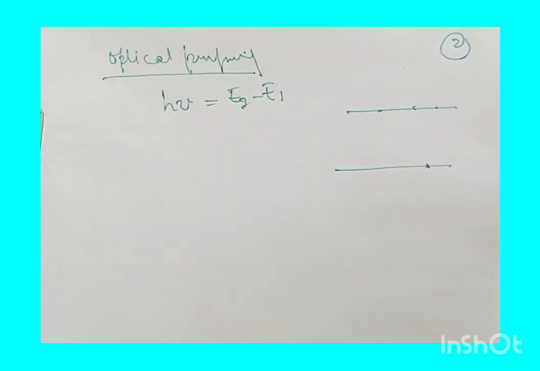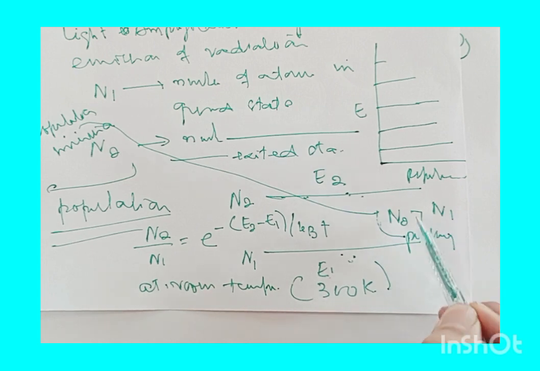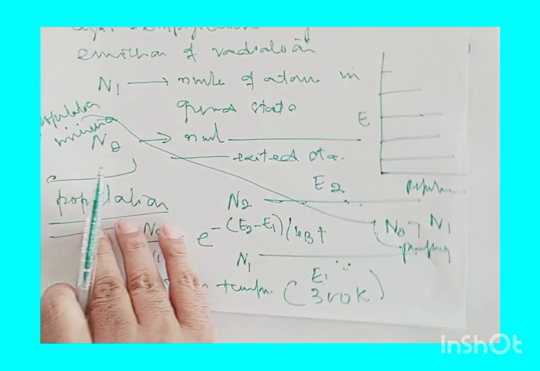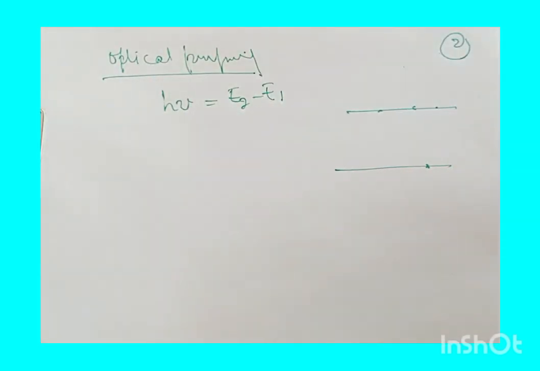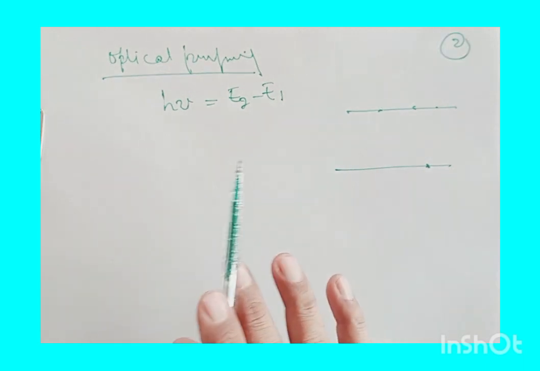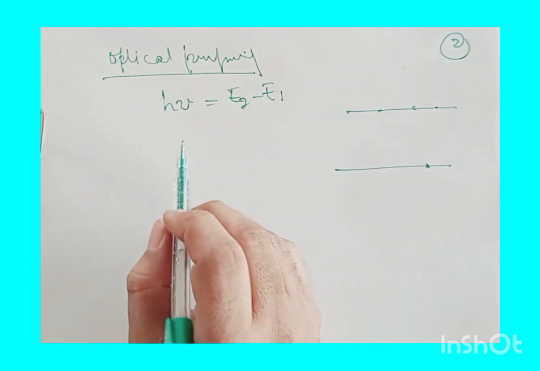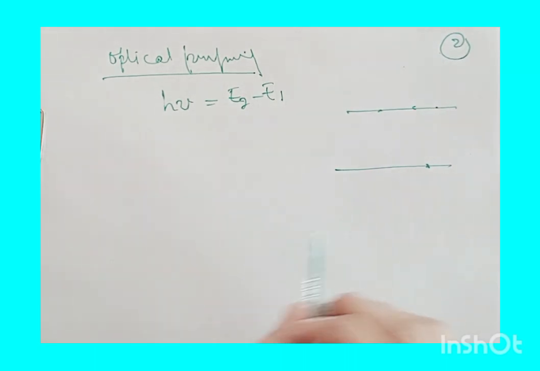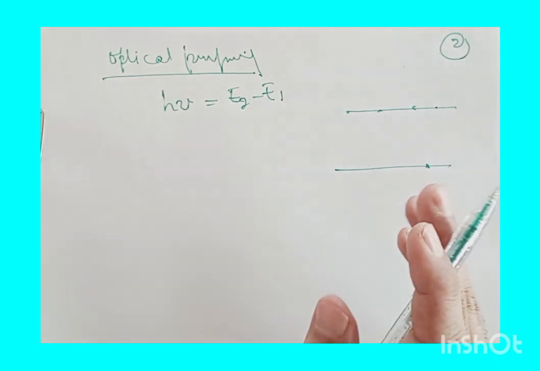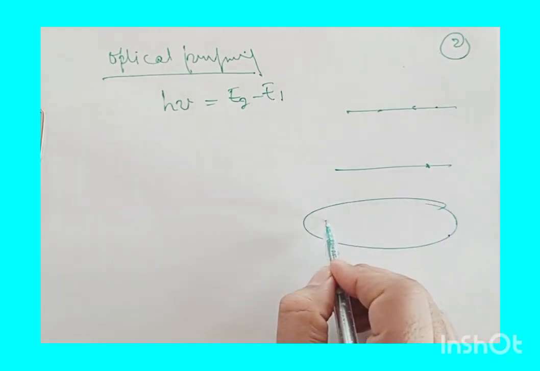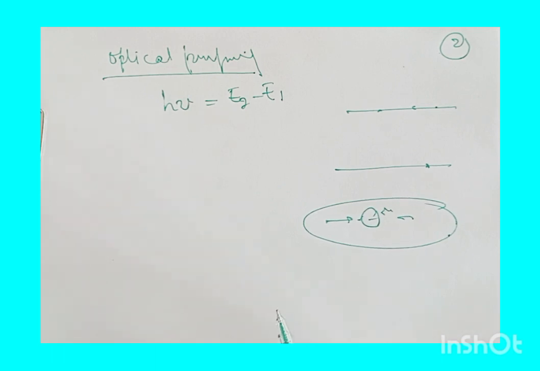Now, population inversion is clear: we want N2 to be greater than N1. Whatever mechanism we apply, it should lead to this kind of transformation of the atoms. In the case of electrical pumping, the population inversion is due to inelastic collision between the atoms and the electrons in the discharge tube. Electrons hit the atoms, and you try to achieve that kind of inversion.